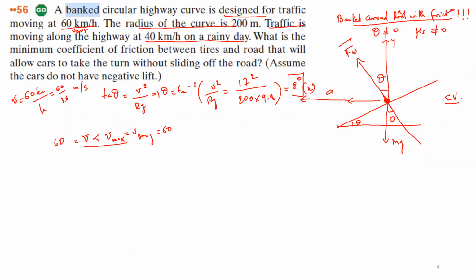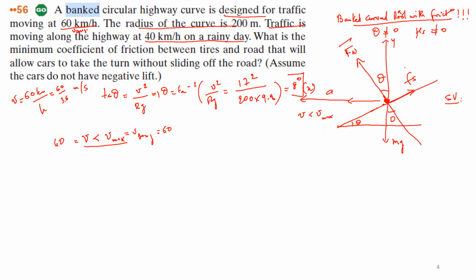Now here I need a friction. Otherwise, I will slide. So here V is smaller than V max. So that means that I'm going at a lower pace than the maximum speed. So I will have a tendency to slide downward, down the incline, because I'm going at a slower speed. And then I need friction to keep me on track. So the friction force will be up here, Fs. If my speed was bigger than V max, I would have a tendency to slide up the incline, and the friction force will be downward.